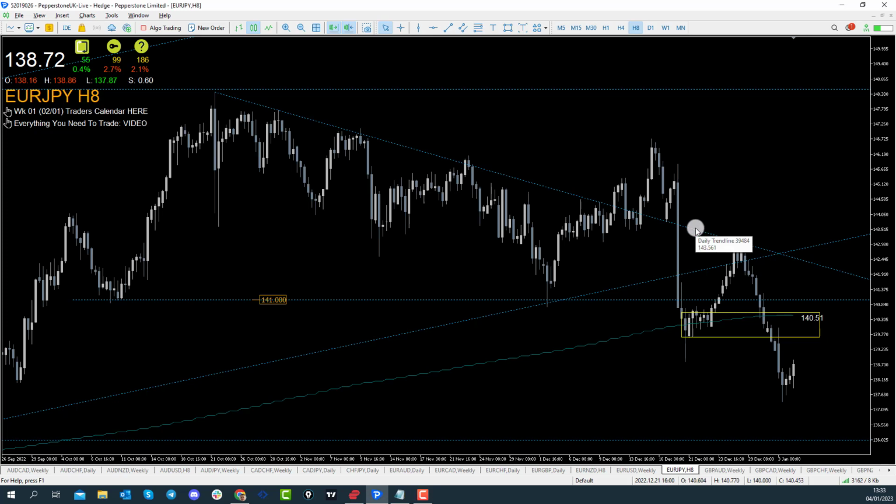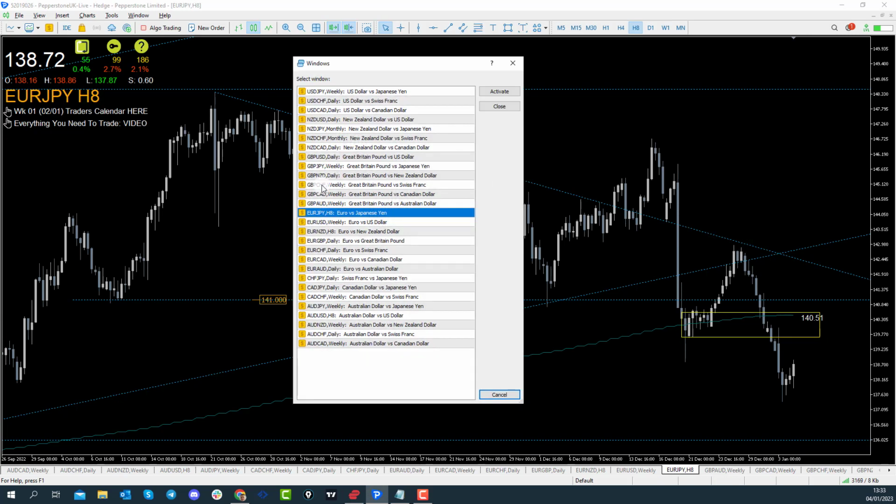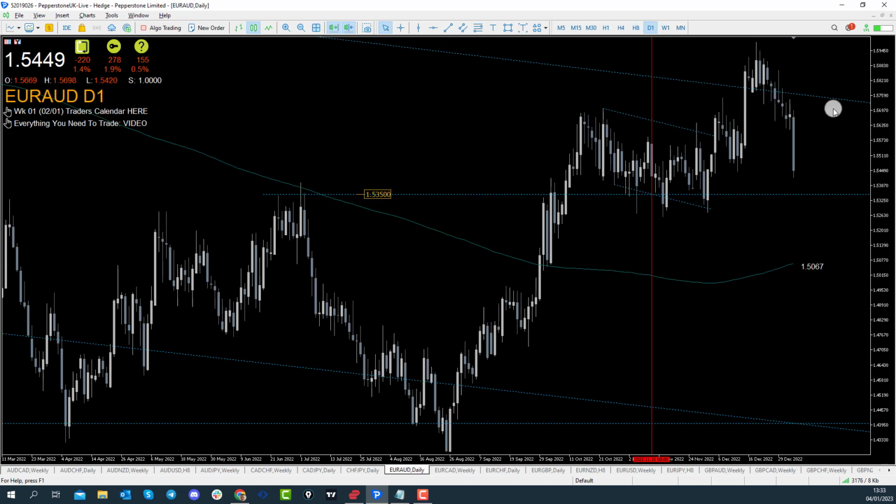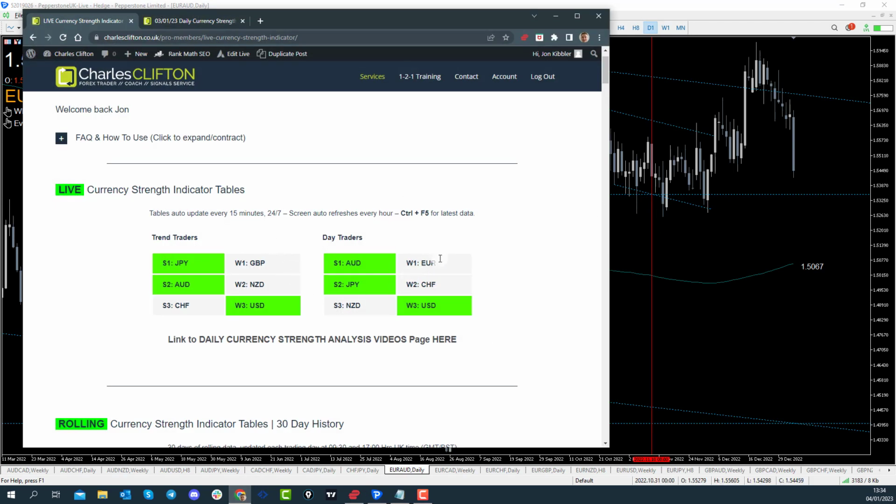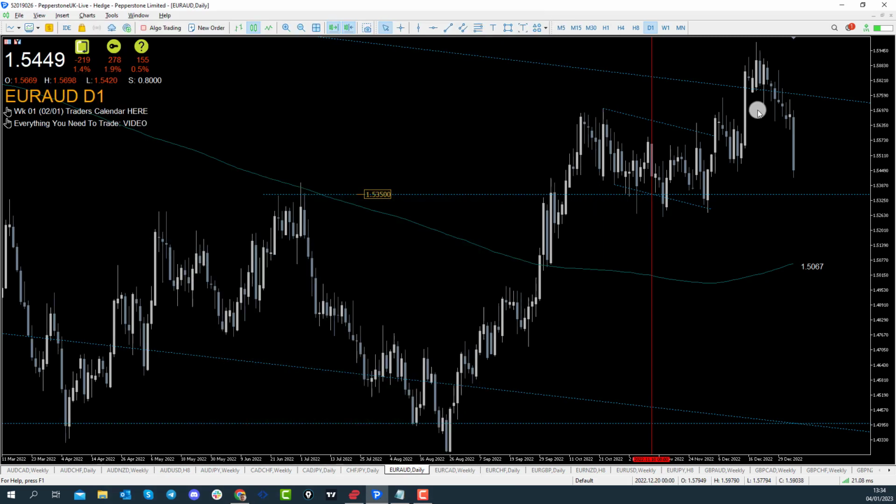Now, the other chart of interest for us was Euro Aussie. The reason why I like Euro Aussie is more from the higher time frame perspective. So we've had quite an aggressive drop to the downside. If I just bring this back, you can see that it tops our trend traders table, but you can also see that Aussie is the second weakest on the trend traders as well. So we know it's weak.